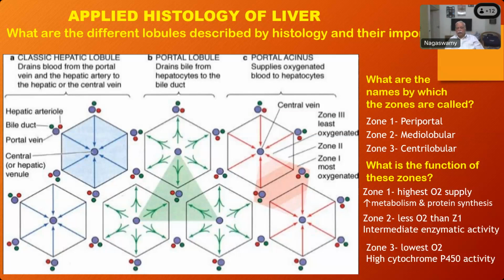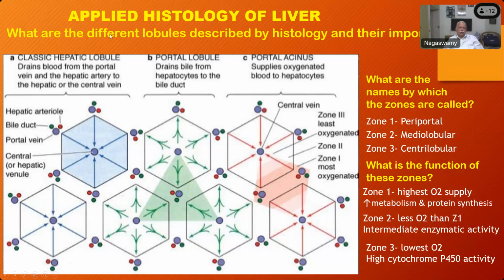take place there. That is why if the liver becomes hypoxemic, this zone will be affected first, and all the enzymatic reactions do not take place, and the body starts accumulating toxins because they are not degraded. So this picture and these points you should remember.